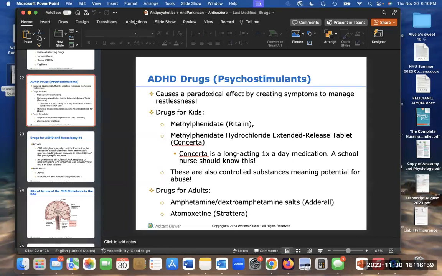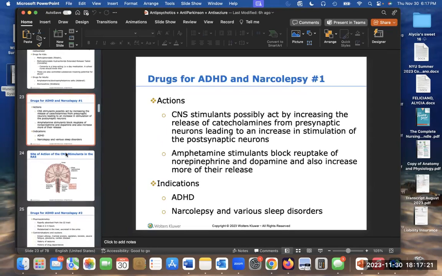Drugs for adults that have ADHD include amphetamine or dextroamphetamine salts like Adderall, or atomoxetine or Strattera, and they're all controlled substances. So I would know Ritalin and Concerta for kids, and amphetamine and or Adderall and atomoxetine, which is also called Strattera.